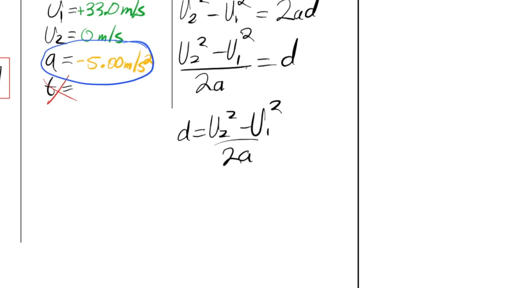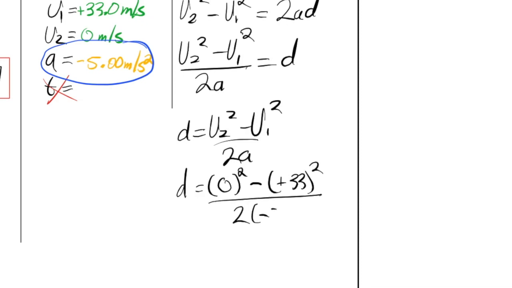All right, well, let's see if that works out. Substituting in, that's going to be 0 squared minus bracket positive 33 squared over 2 times negative 5. Okay, listen up, folks. This is really important. This square only applies to the bracket and not the negative sign here. That is a common mistake.